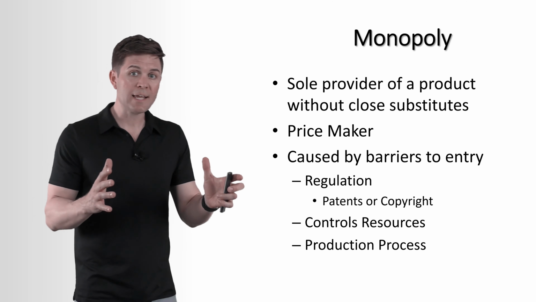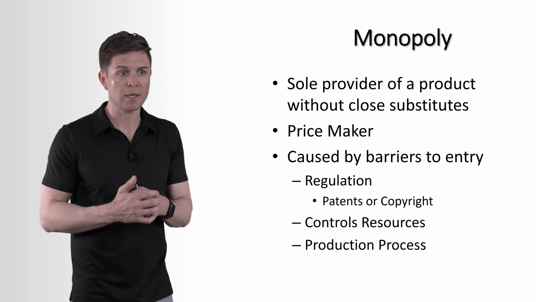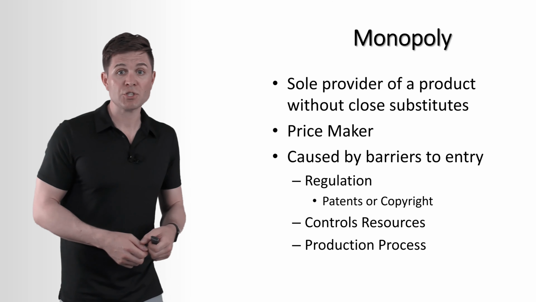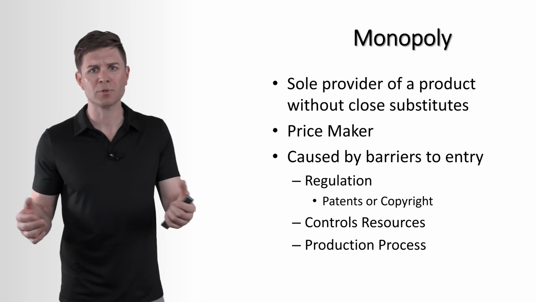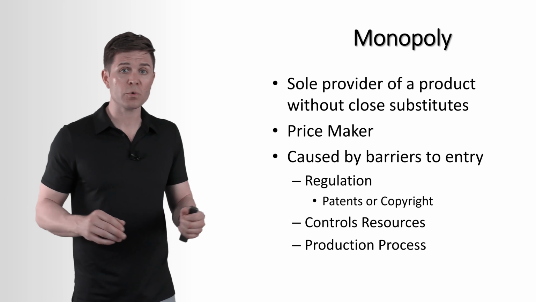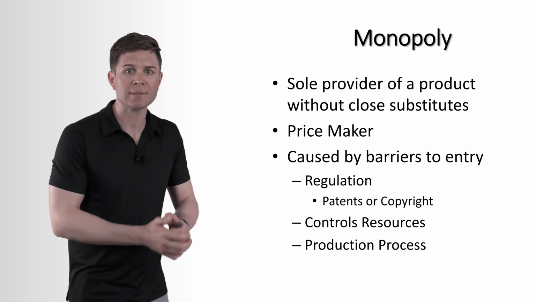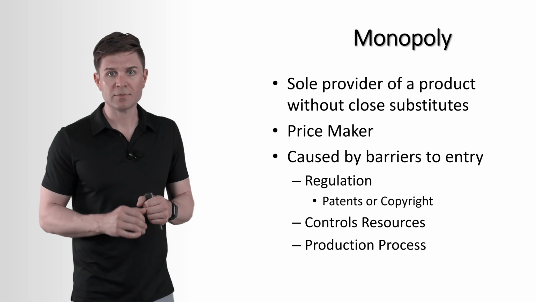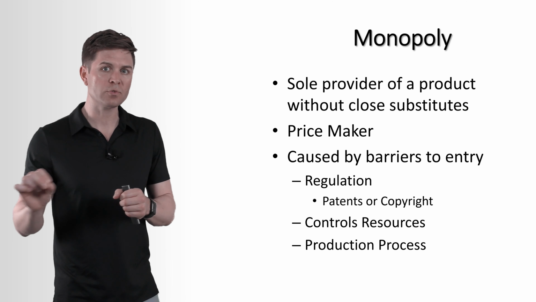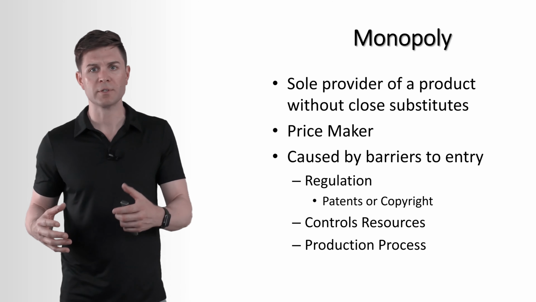Now, they maintain sole control over these markets because of the different barriers to entry. It might be caused by a regulation, some sort of copyright or patent that was put on a given product, much like the pharmaceutical industry. Or they might control the resources. Maybe there's some unique resource that needs to be used in this product, like the diamond market. Or the production process. Maybe there's a unique way that they produce a given good that only one company knows, so nobody else can compete.